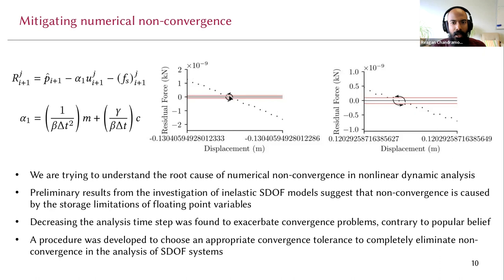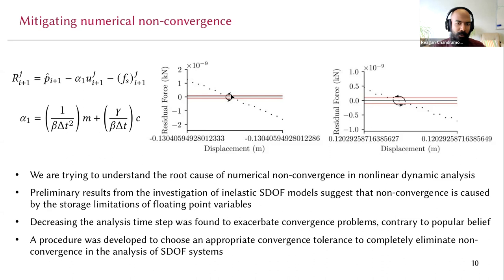Unfortunately, since displacements can only be represented by a finite set of floating point numbers, sometimes the tolerance has been set to such a small value that no displacement number actually corresponds to a residual force that is lower than that tolerance. So your analysis just gets stuck in a loop between those two points that are as close as possible to zero, and it just keeps cycling. And that is what we found most commonly leads to non-convergence.